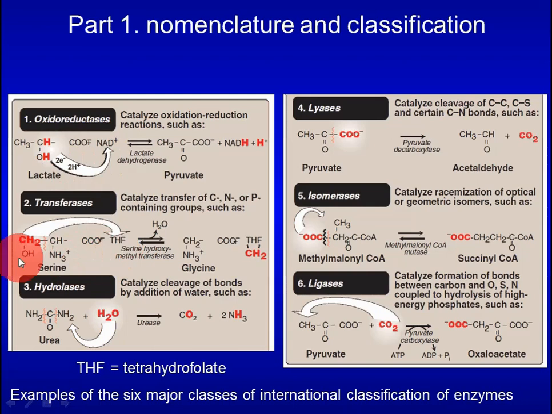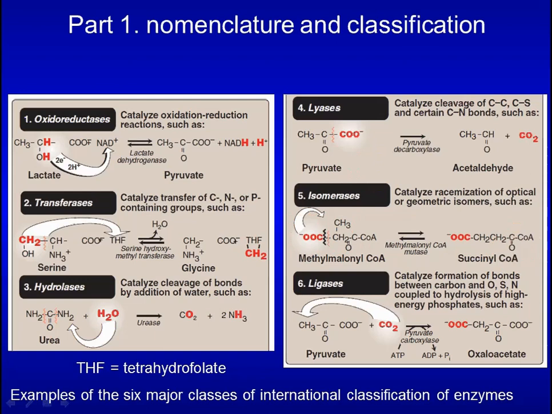a transferase. Third class, hydrolases, catalyze cleavage of bonds by addition of water, such as cleavage of urea by urease. Fourth class, lyases, catalyze cleavage of bonds directly, such as cleavage of carboxyl group by a decarboxylase. Fifth class, isomerase, catalyze structural rearrangement of groups, such as rearrangement of carboxyl group by a mutase.